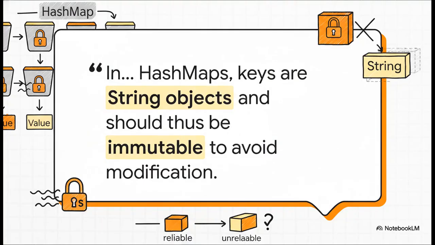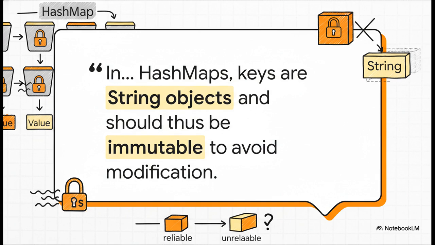Here's a great why question for you. Why are strings in Java immutable? Meaning, why can't you change a string once you've created it? Well, it all comes down to reliability. Think about a hash map. It relies on the key, the thing you use to look up a value, staying the same.